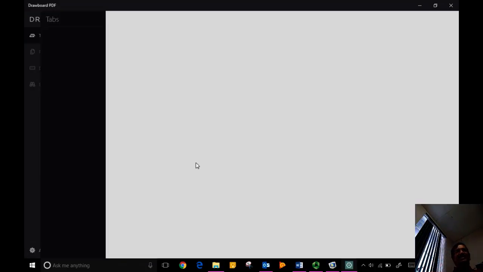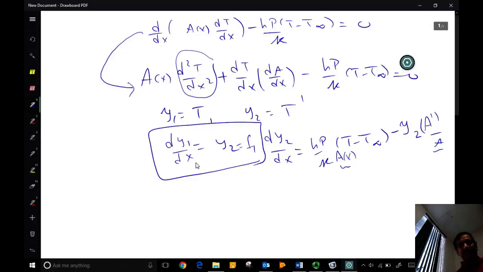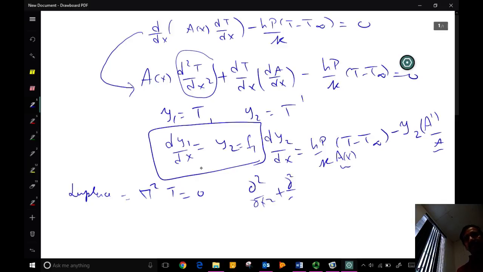In 2D, in 3D, you have seen that, right? So a Laplace equation is del square T equal to 0. And the del operator here can be d square dx square plus d square dy square plus d square dz square, operated on T is equal to 0. That's a partial differential equation.